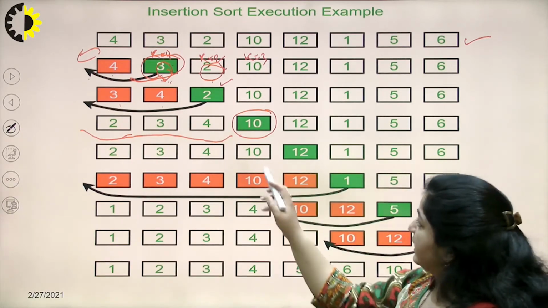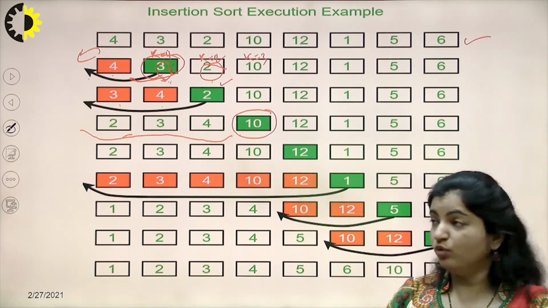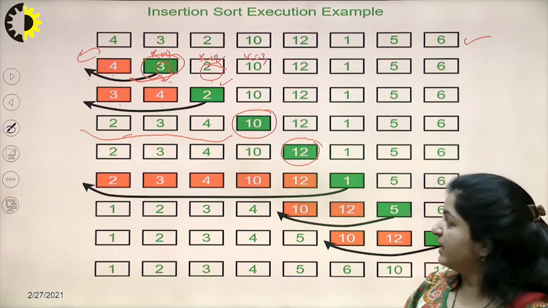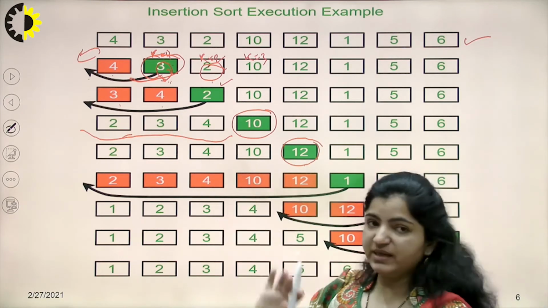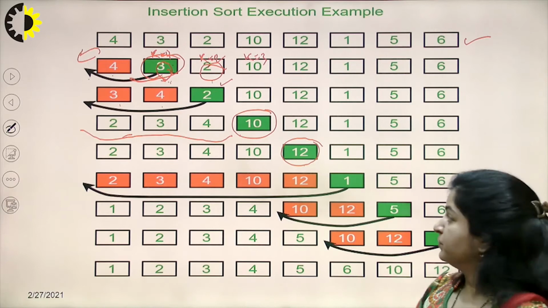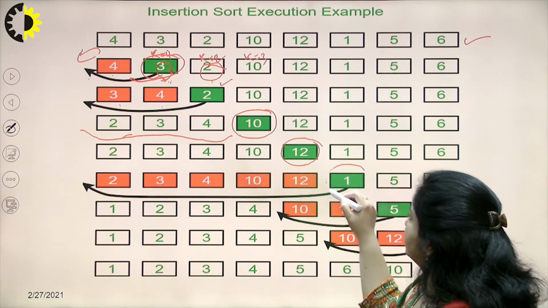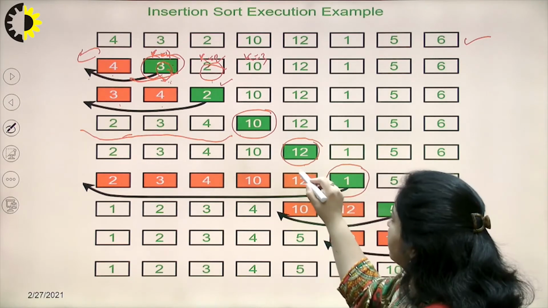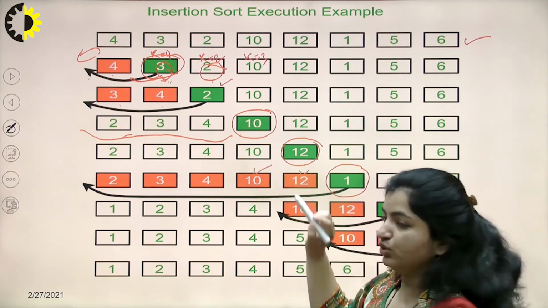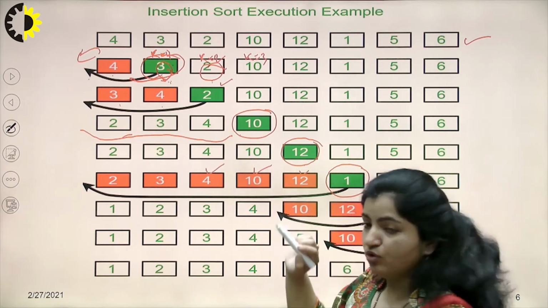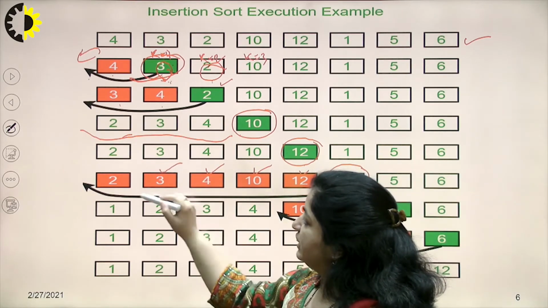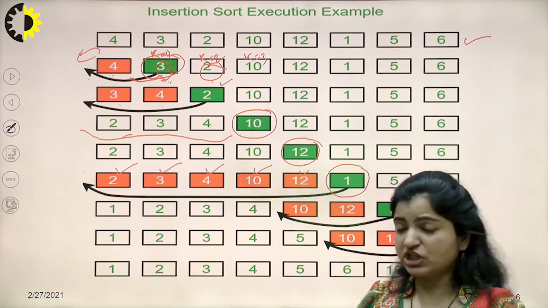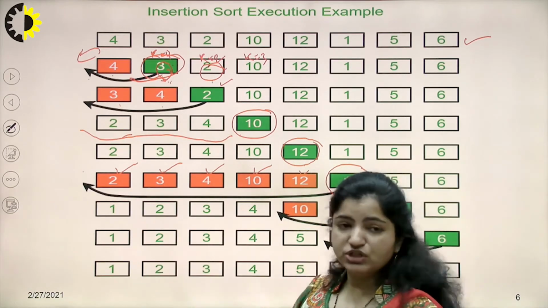So I can see that 10 is already at its place, so I'll move forward, I'll check for the next element, that is 12, fine. So again I will see that 12 is already at its place as compared to the left elements. Then we'll move forward, then we'll check for this 1. Now we can see that this 1 is smaller as compared to 12, it is smaller as compared to 10, it is smaller as compared to 4, then it is smaller as compared to 3, and so on with 2. Now 1 will be placed at the very first position. So 1 will come at this particular position.